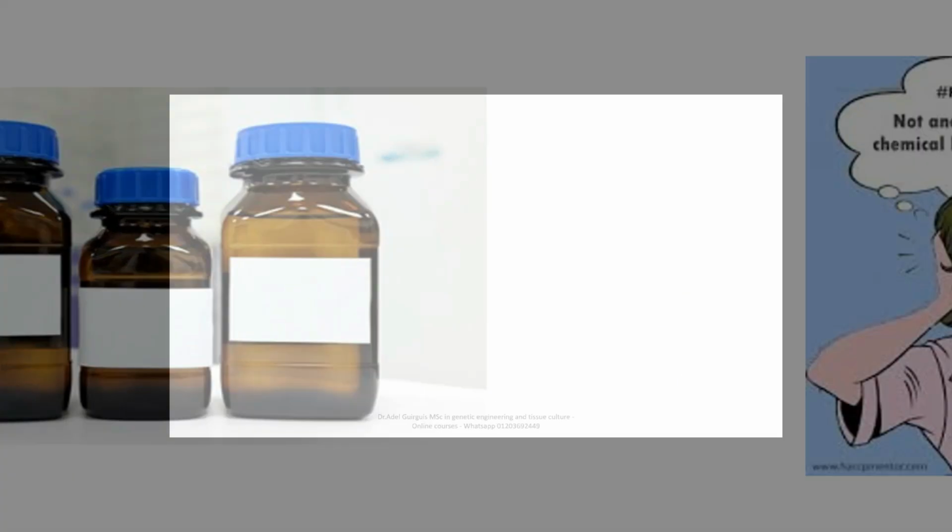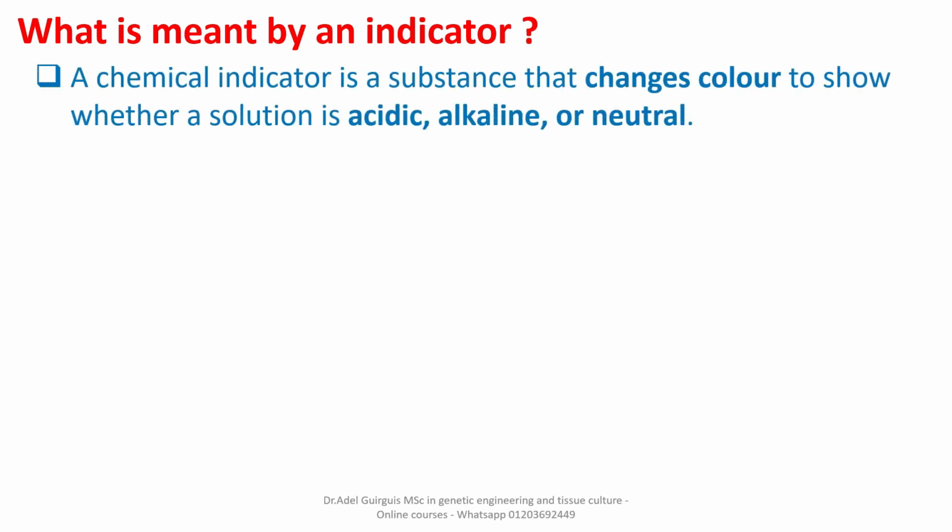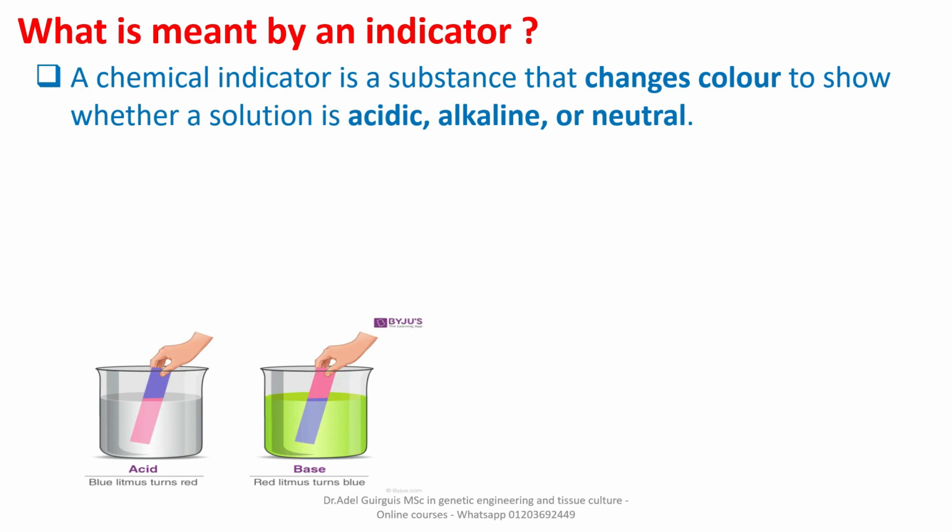Look, firstly, we use a certain known chemical called an indicator. What is meant by an indicator? An indicator is a chemical substance that changes color to show whether a solution is acidic, alkaline, or neutral. Okay, like what? Like litmus paper.